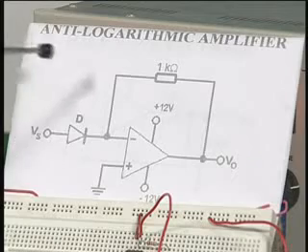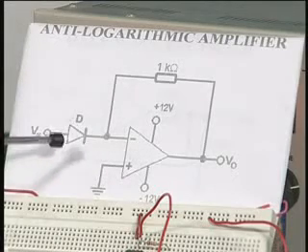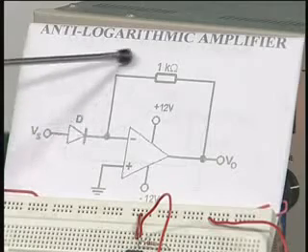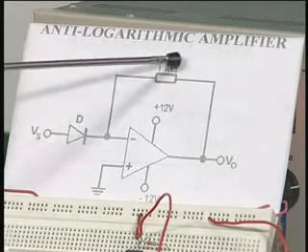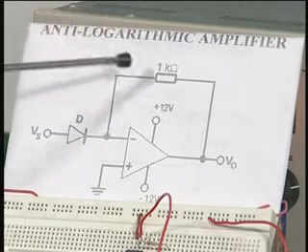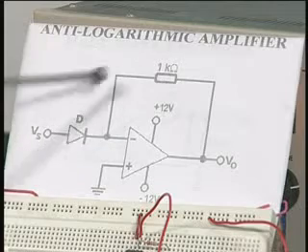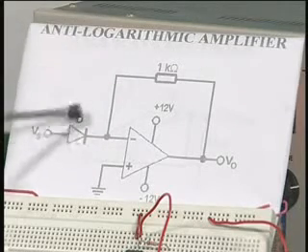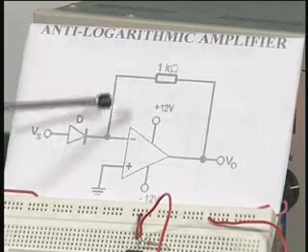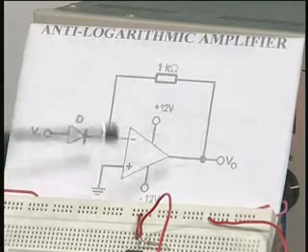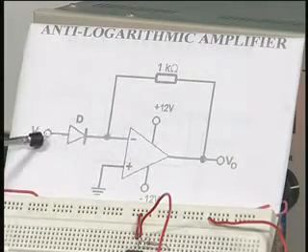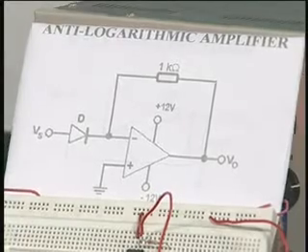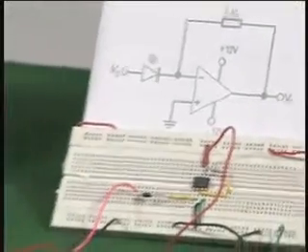So you can see the circuit which is shown here, the diode is in the input circuit of the operational amplifier, and in the feedback I have the 1K resistor. Previously for the logarithmic amplifier they were interchanged, the diode was here and the resistance was here. Now for anti-logarithmic the diode has come here and the resistor here, and there is nothing else except for the op amp.